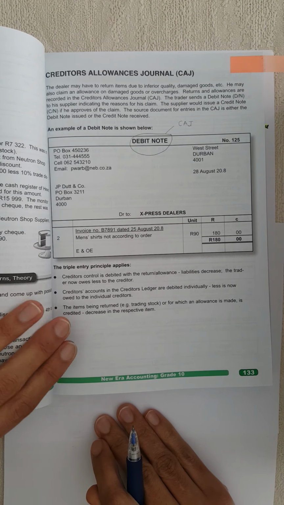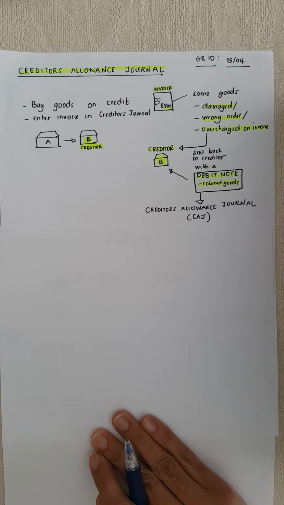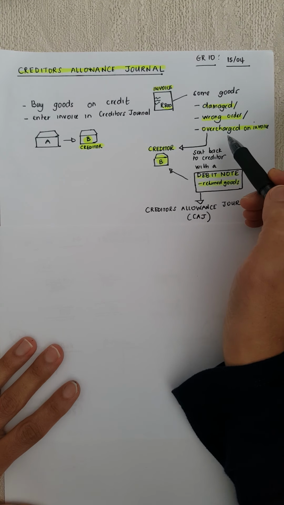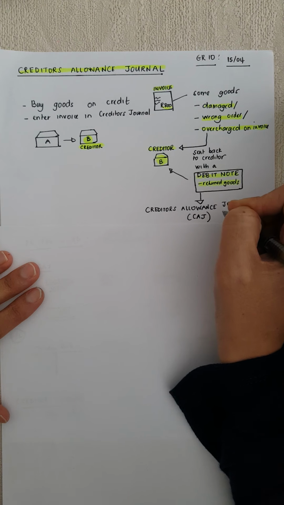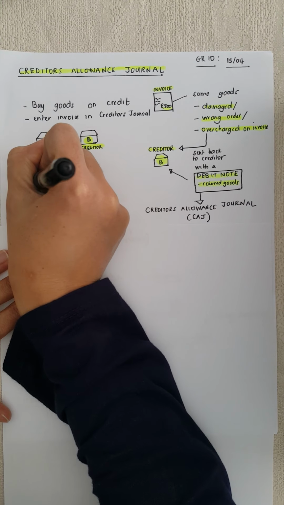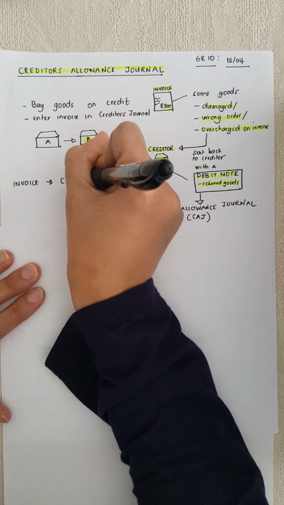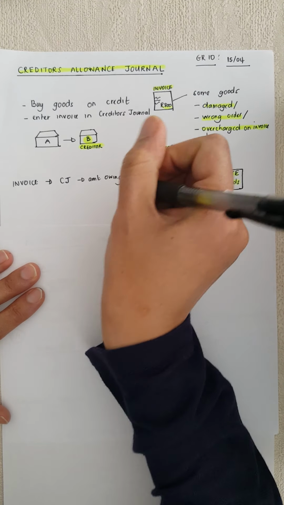So why do we have a creditors allowance journal? We're going to take those debit notes and put them into the creditors allowance journal for any returns or damaged goods or anything. And eventually my liability is going to decrease, right? First of all, my invoices go to my creditors journal, and it's the amount owing, right?